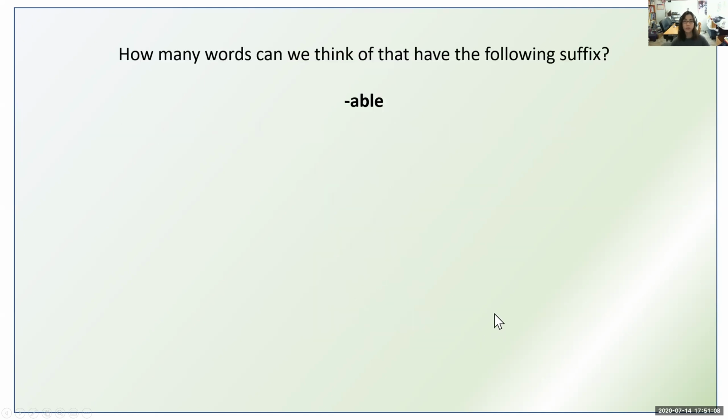Okay, so similar to the prefix exercise, we're going to do a suffix exercise. So how many words can we think of that have the following suffix: able? So I'm thinking of things like enable or reliable. Words like that. What words have the suffix able? So you can use a dictionary too if you want, or you can research it, whatever you prefer. And so I want you to write down on your piece of paper as many words as you can think of that have the suffix able. So I'll let you pause the video and do that.